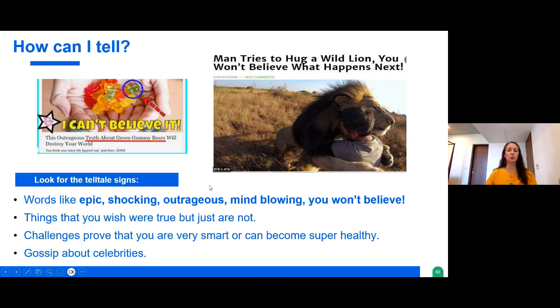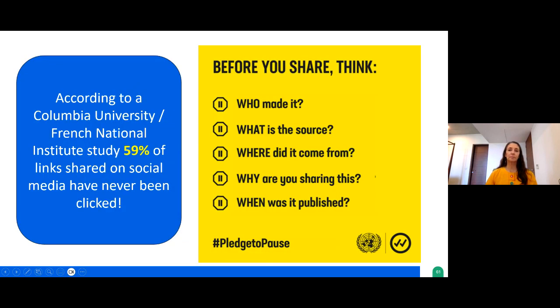Also things that you wish were true, but just aren't true, like diet tips or tips on how to make money. Challenges that prove that you're very smart. Are you smarter than a 5th grader kind of a thing? Or of course the tried and true gossip about celebrities. So these are all forms of clickbait.